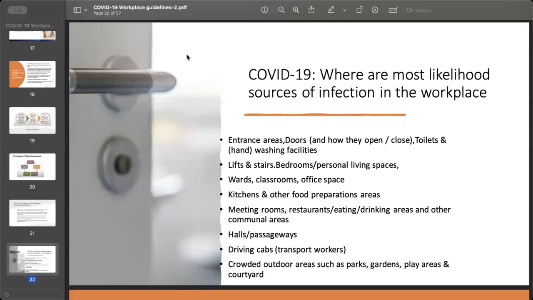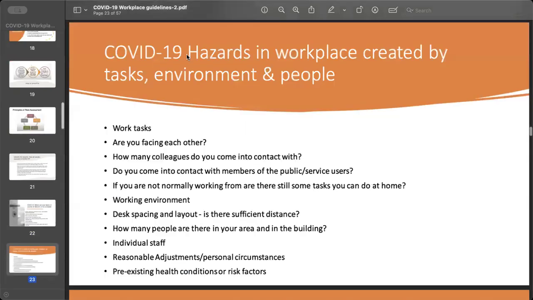virus. What are the most likely sources of COVID-19 infection in the workplace? Entrance areas, doors, toilets, washing facilities, lifts, stairs, bedrooms, personal living spaces, wards, classrooms, office space, kitchen and other food preparation areas, meeting rooms, restaurants, eating and drinking areas, and other communal areas, halls, pathways, driving cabs, crowded outdoor areas such as parks, gardens, play areas, and courtyards.